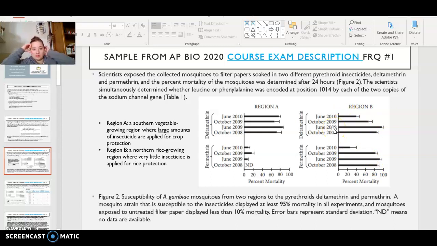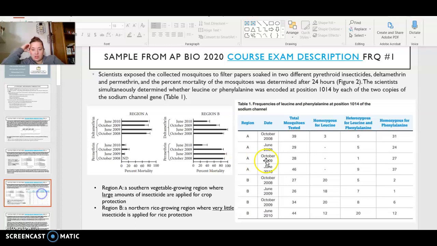Scientists exposed the collected mosquitoes to filter papers soaked with 2 different P insecticides. I can't pronounce this one, and this one. And the percent mortality of mosquitoes was determined after 24 hours. So that's what's going on in this diagram. The scientists simultaneously determined whether leucine or phenylalanine was encoded by each of the 2 copies of the sodium channel gene. So now you have this chart, and so you have region A mosquitoes from the different times.